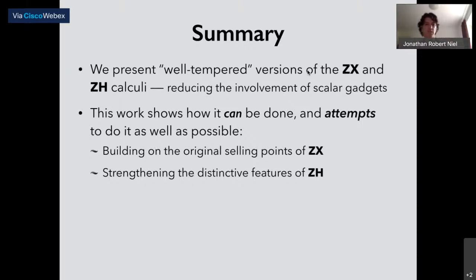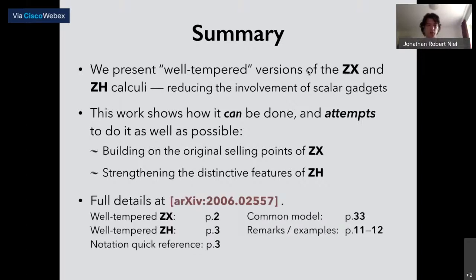I showed how it can be done, and I tried to do it as well as possible by building on what I perceived as the motivations for these calculi, building on the original selling points of the ZX calculus, the interaction of complementary observables, now precisely bialgebraic, and strengthening the distinctive features of the ZH calculus as I saw them, by trying to bring the white nodes and the yellow nodes, again, into a bialgebraic relationship with one another.